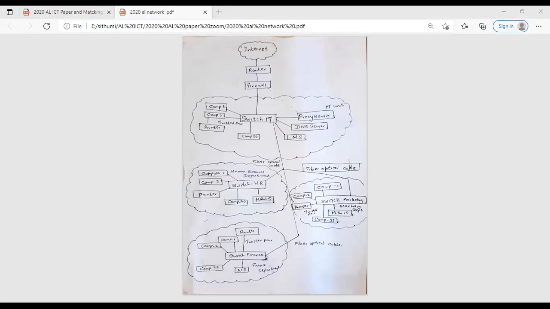So the last part: the network administrator decided to dynamically manage the IP addresses of the entire network. Write down the mechanism that needs to be implemented. So it is needed to allocate IP addresses using a DHCP server. So this is the description of the discussion of the first two questions in the 2020 A-level ICT paper essay part.